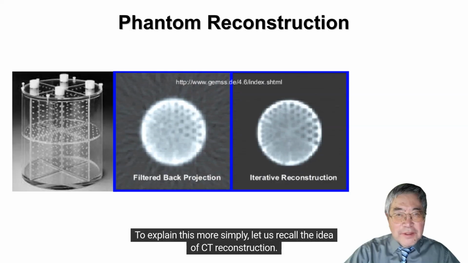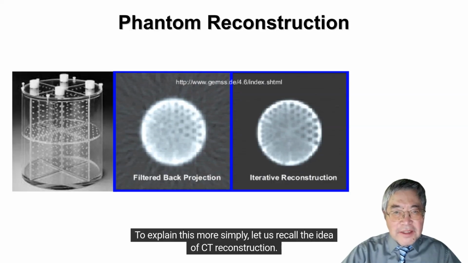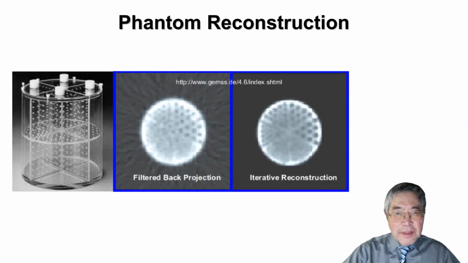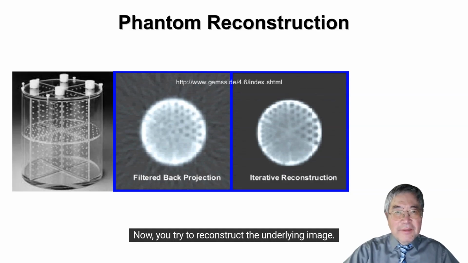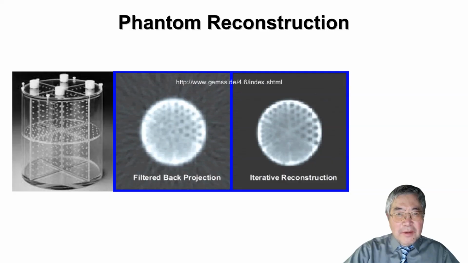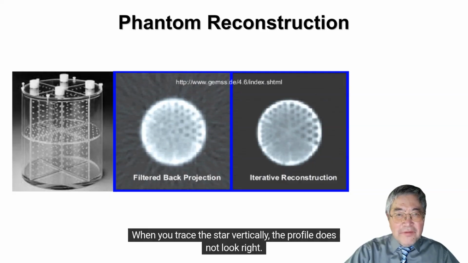To explain this more simply, let us recall the idea of CT reconstruction. Imagine you have multiple views of an object. One view looks like this, another view looks different. Now you try to reconstruct the underlying image. Suppose the underlying image is a star. When you trace the star vertically, the profile does not look right. When you trace it horizontally, again, it does not match.